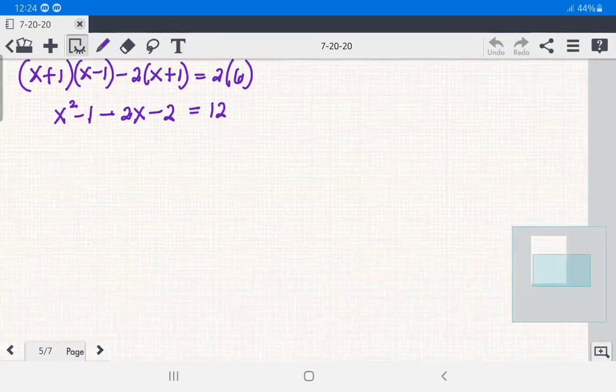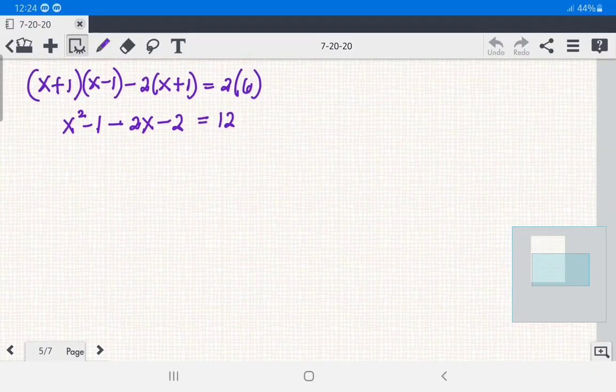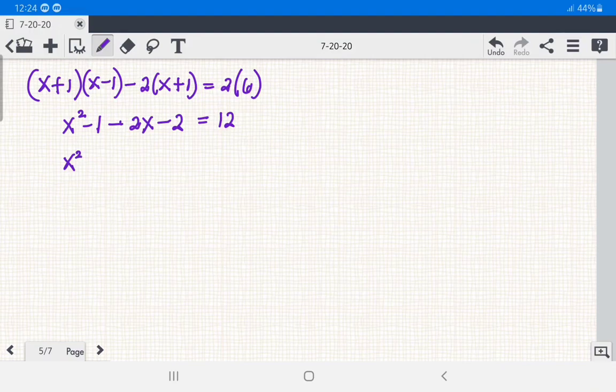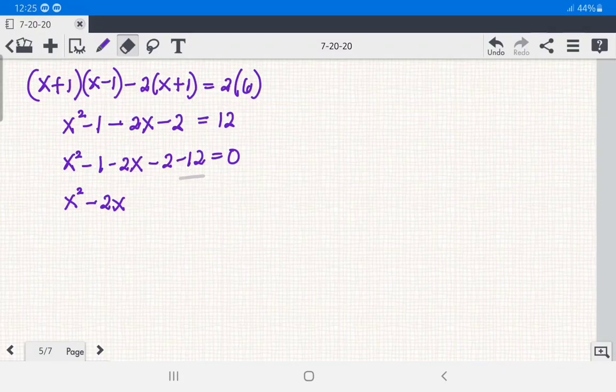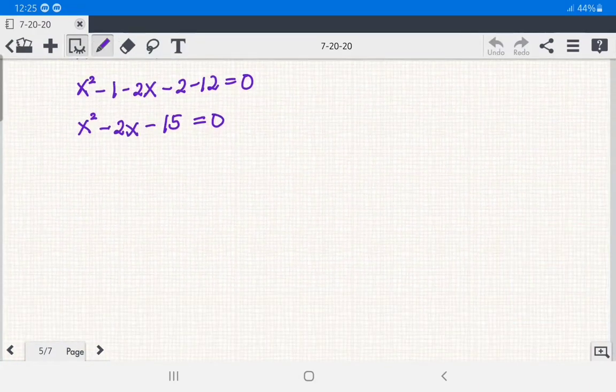Then, combining similar terms, we have x squared minus 1 minus 2x. You transpose 12 to the left side. So, minus 2 minus 12 equals to 0. Then we have x squared minus 2x. Then, similar terms here are negative 1 minus 2. We have negative 3. Minus 12, that is negative 15 or minus 15. Then, equals to 0.